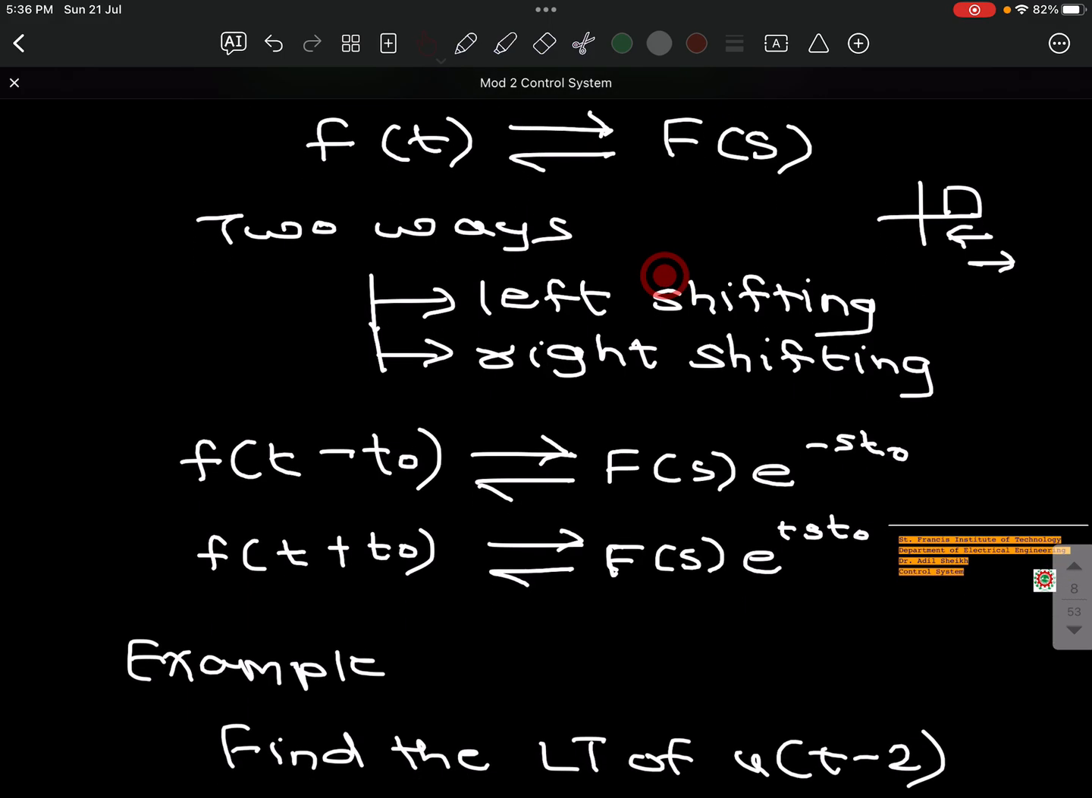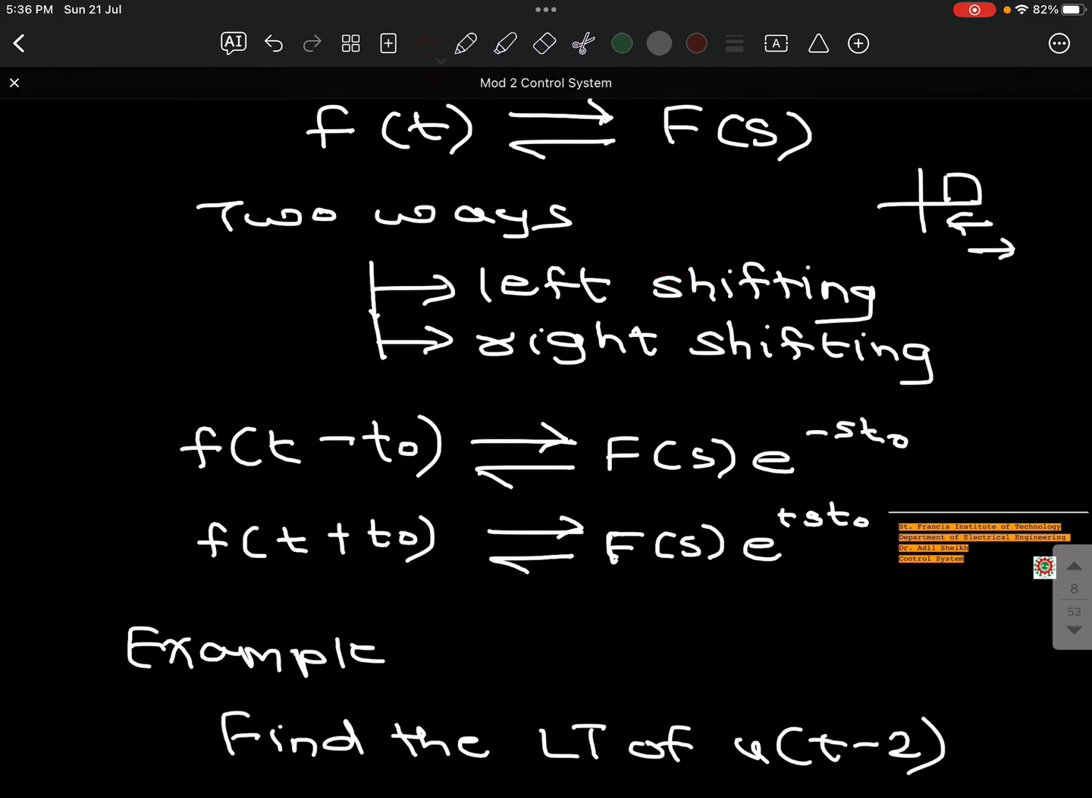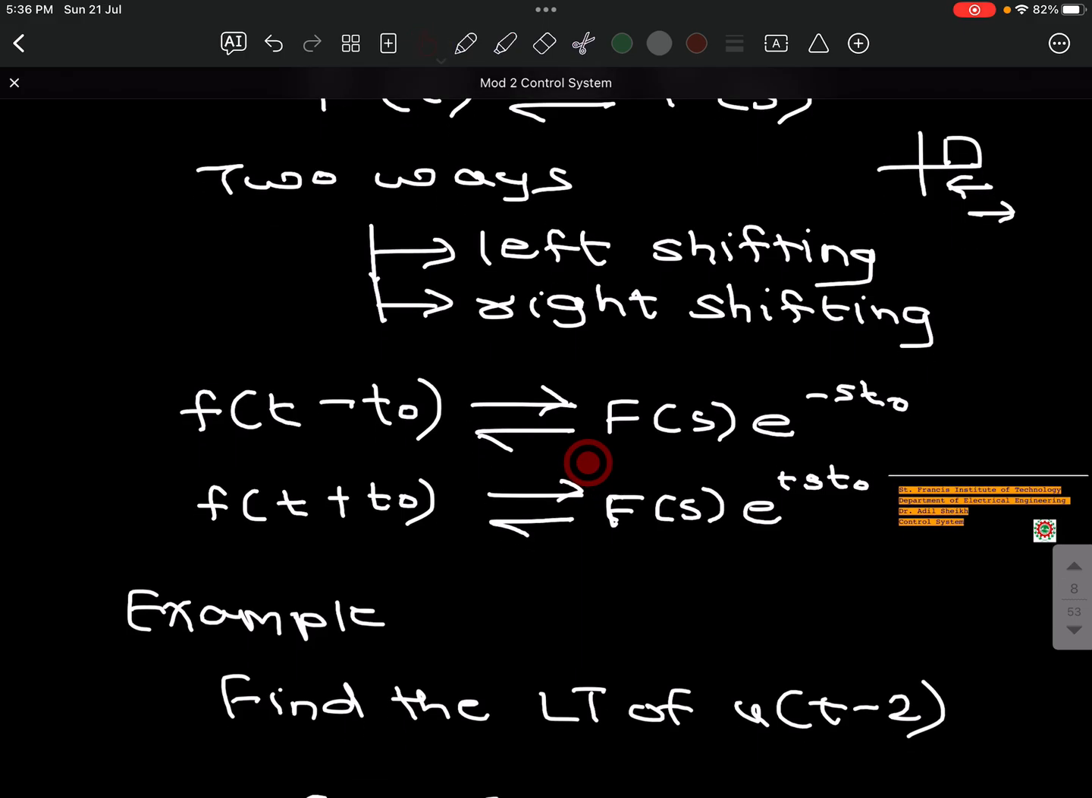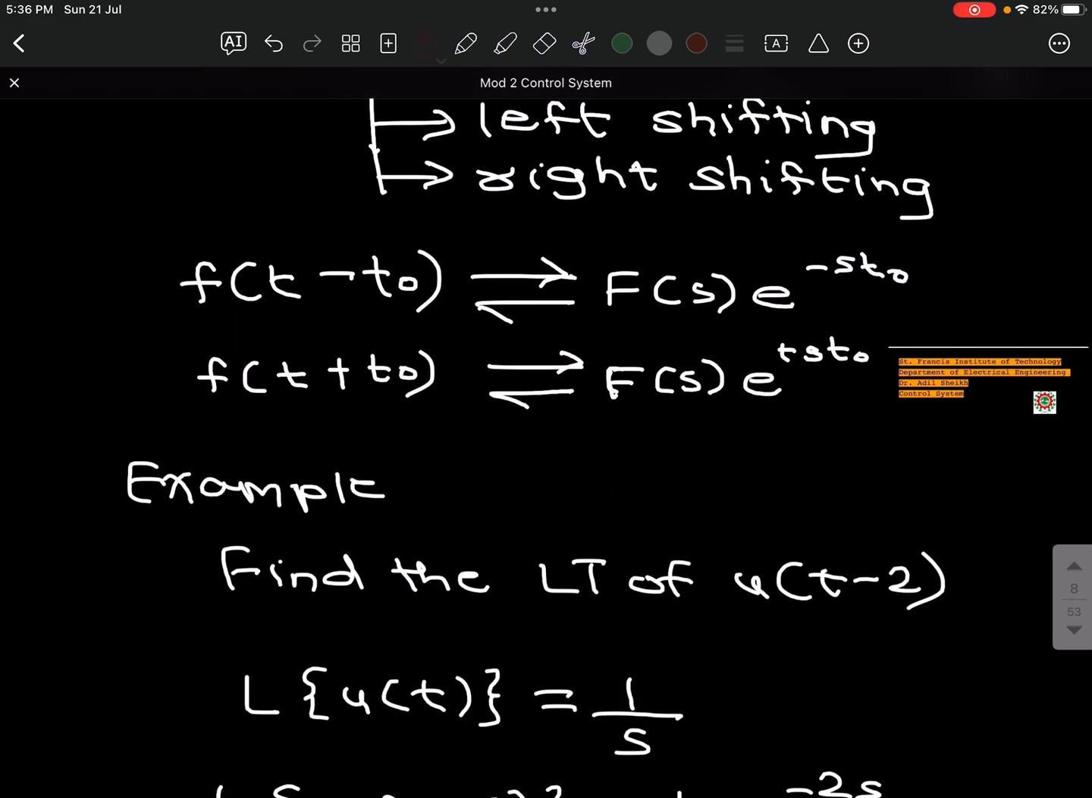Now when I take one example, you will understand it much better. Let's take an example: the Laplace transform of u of t minus 2. If you remember, u of t is a unit step function, and now we are shifting it by 2. The Laplace transform of u of t is 1 upon s.